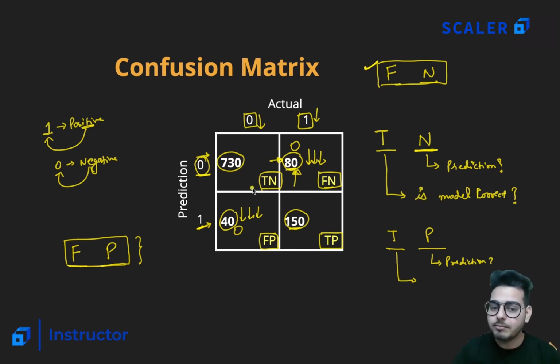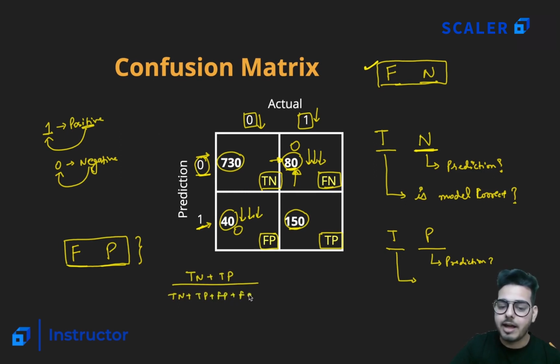And the accuracy of this model would be TN plus TP divided by all the numbers, divided by TN plus TP plus FP plus FN. And this comes out to be 88%, because we have already seen that 730 plus 150 is 880, and hence the accuracy would be 88%.